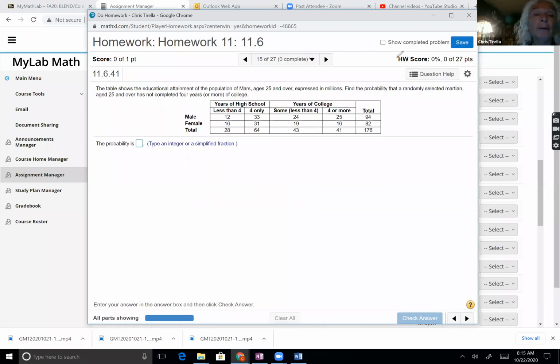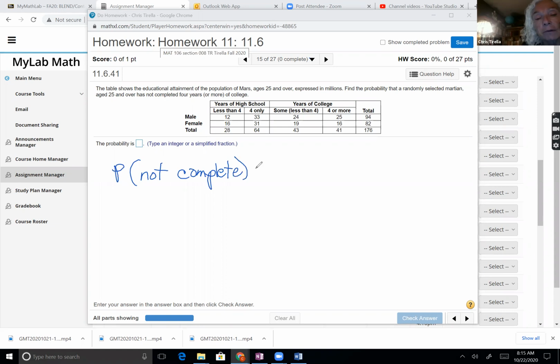Table shows the educational attainment of the population of Mars, ages 25 and over, expressed in millions. Find the probability that a randomly selected Martian, age 25 or over, has not completed 4 years or more of college. When I see that word not, you have to remember that it's 1 minus the probability that they did complete.